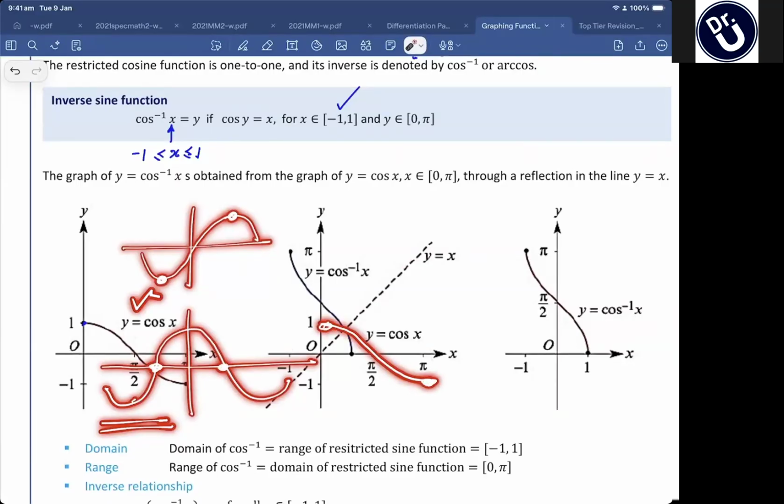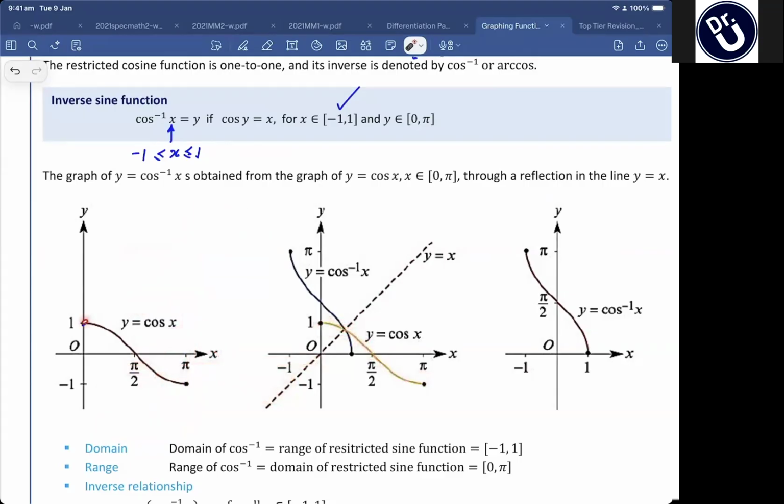The reason is one to one. They're one to one, so that's why you are taking from here. So you restrict the domain, right? So this is cos now. The inverse of it is going to be like this. See? Look at the nice picture. Y is equal to x. Symmetry, see? Beautiful. Right? And then we'll look into the details here.